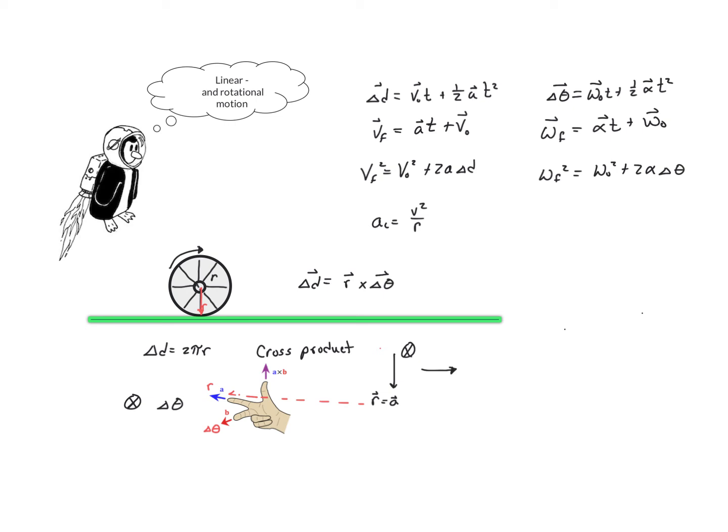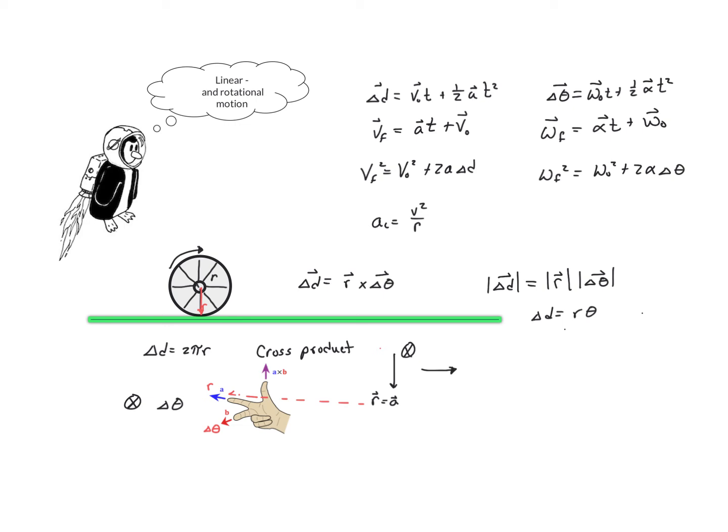Fortunately, most of the time we only care about the magnitude. So delta d, the magnitude of the vector, or just its size, is going to be equal to the magnitude of the radius vector times the magnitude of the change in angle vector, delta theta. A lot of times you will see this simply written as delta d equals r theta. So we don't have any direction information in this equation, but it is easier to calculate.